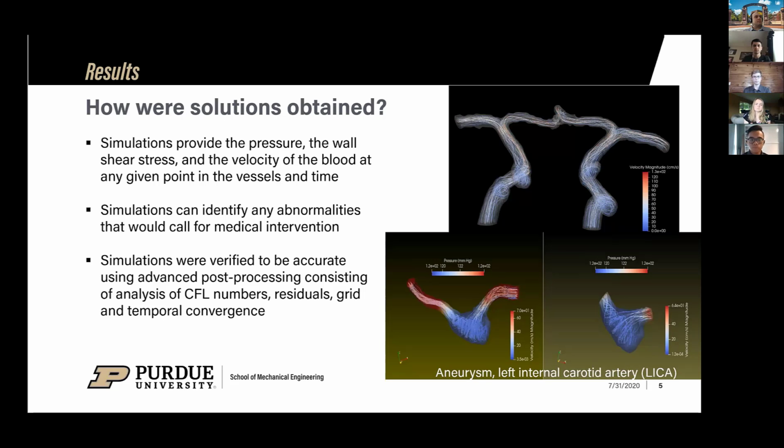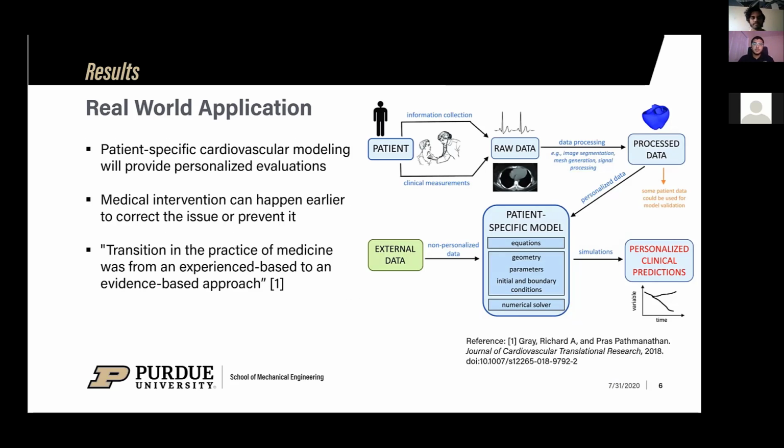The above images are a visualization of streamlines in two different simulations, one through the left internal carotid artery and one through the anterior half of the circle of Willis. These results depict vortices formed in the aneurysm, which lead to a higher shear stress and lower pressure in the aneurysm. Similar to this, the simulation results provide us with detailed information on the particular vasculature of interest. The simulations were also verified using advanced post-processing, mainly focused on grid convergence for pressure drop across the inlet and the outlet. These results can be used to provide more accurate clinical predictions, as the physician does not have to rely on personal experience alone.